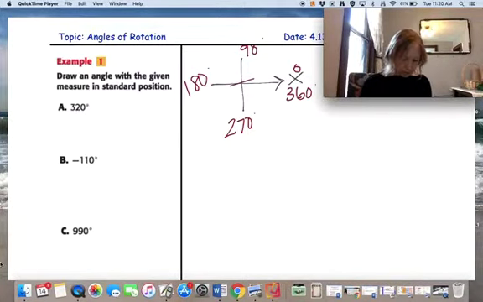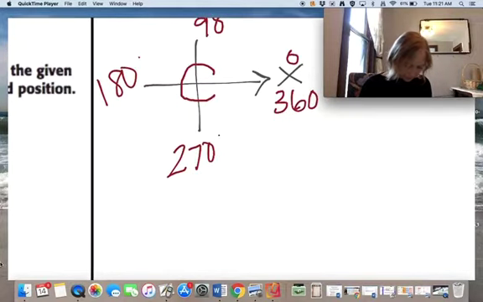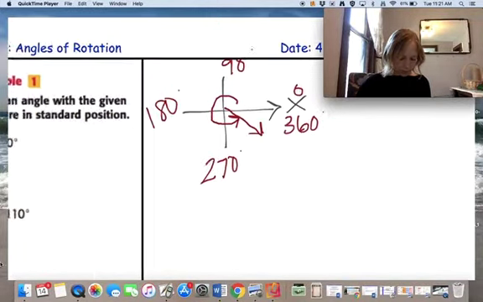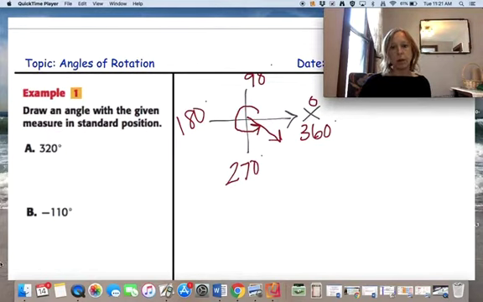Oh, this is not turning well. 90, 180, 270, and then oh, not too good at drawing with this here. I'm going to try zooming in. That's a little bit better. And that's our 320 degree angle of rotation. So notice this gap here would then be 40 degrees.